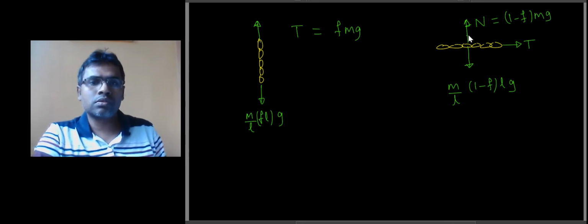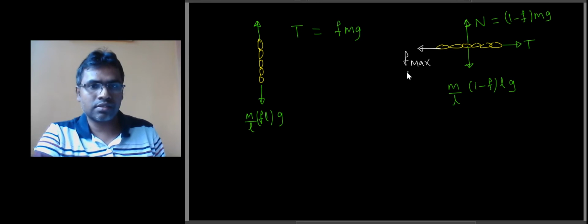Now, because we have selected a limiting scenario where the chain is about to slip, we can say that the friction force which is acting to the left is the maximum possible friction. So what is the value of this maximum possible friction? Again, please bear in mind the f here is fraction, and this F stands for friction force. So how do I get the maximum possible friction force here? It would be mu times normal.